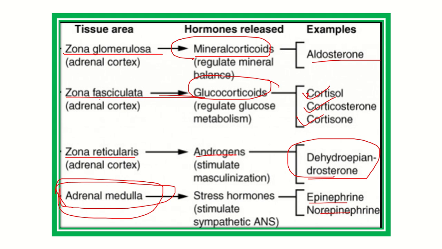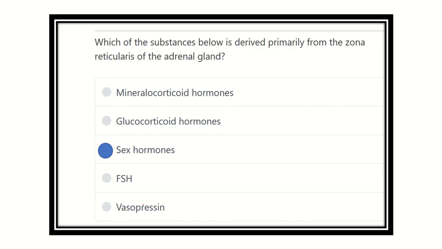So again, the outer part, the cortex of the adrenal gland, has three parts: zona glomerulosa, zona fasciculata, and zona reticularis. From glomerulosa, aldosterone; from fasciculata, cortisol; and from reticularis, dehydroepiandrosterone or androgen; and from the adrenal medulla, epinephrine and norepinephrine are released. So the answer is the zona reticularis, with the mnemonic GFR. Reticularis is the most inner layer, and from the most inner layer the sex hormone is released.